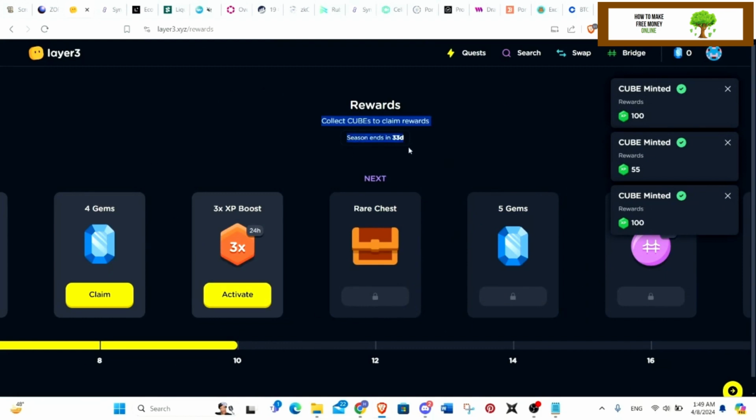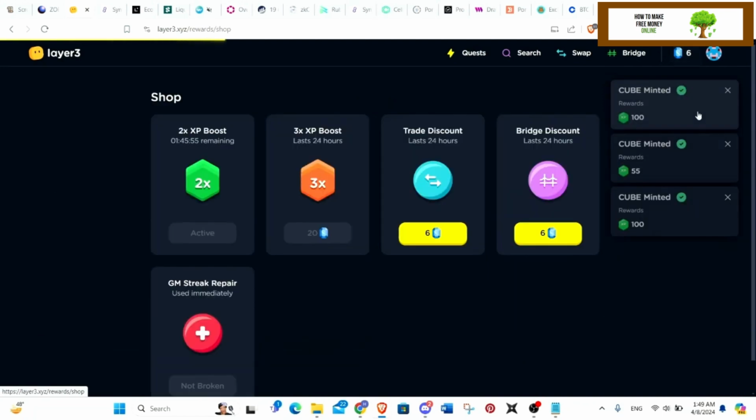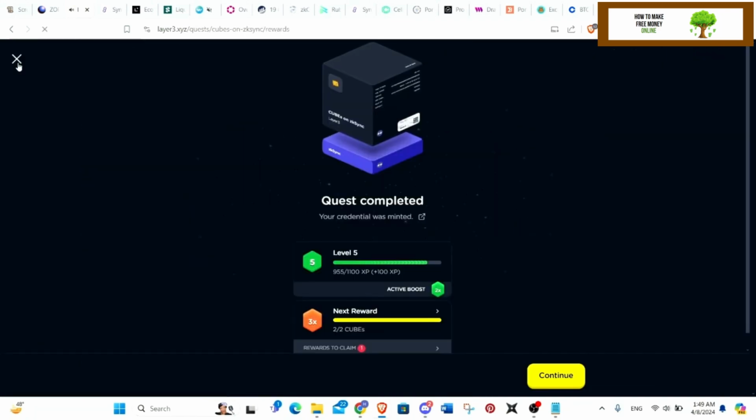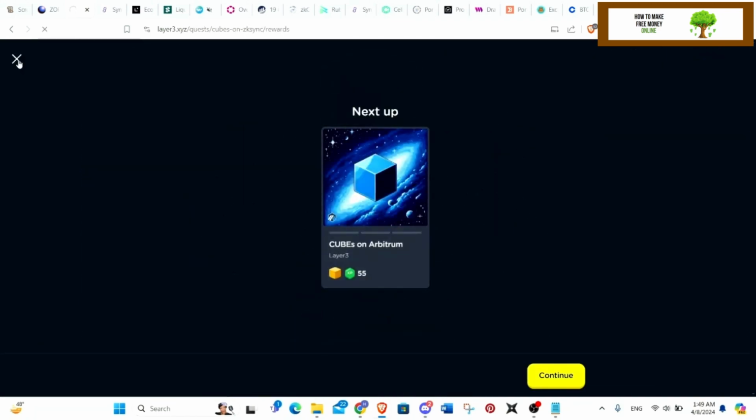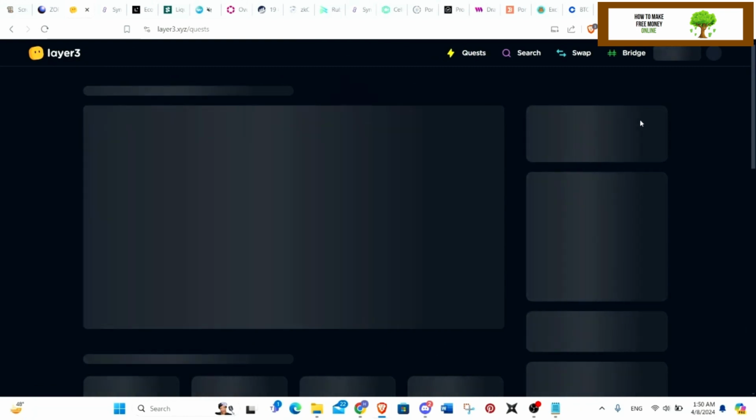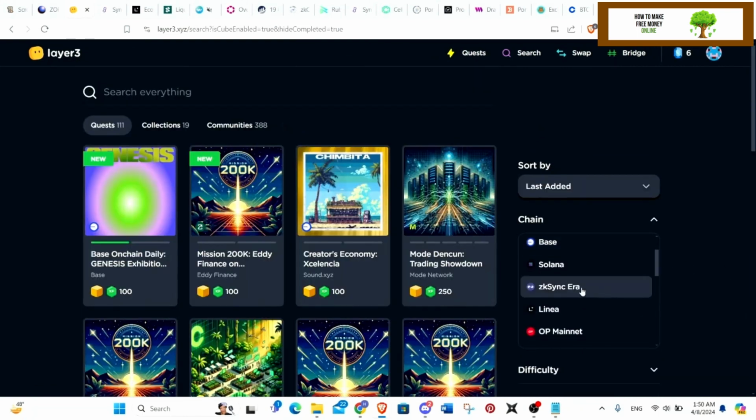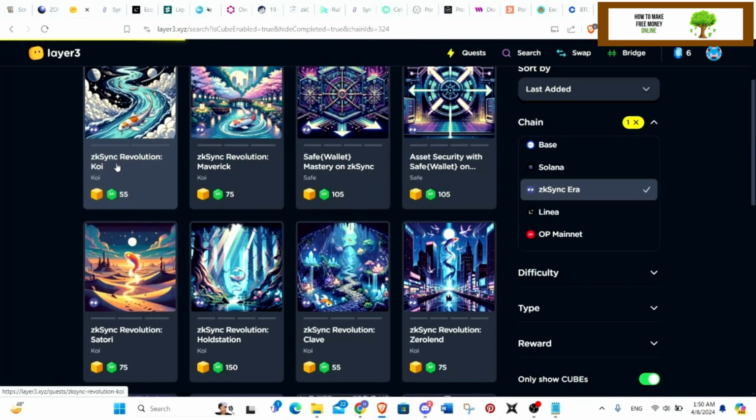Three times XP boost. No, I think I have two times already. Two gems. I have four of them, six. I can have bridge discount, all that stuff. Layer 3 might be a good idea to farm. Thank you. Continue. This is on Arbitrum. Let's just farm whatever we want to farm. We want to farm one more ZK. Let's see what those Koi are.